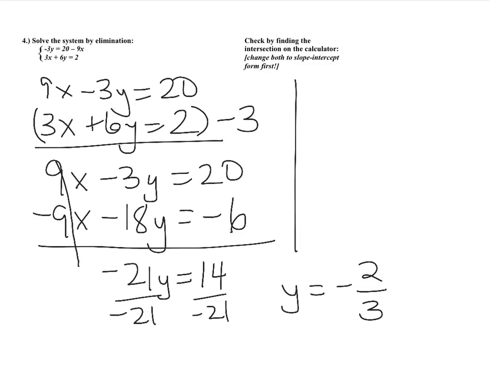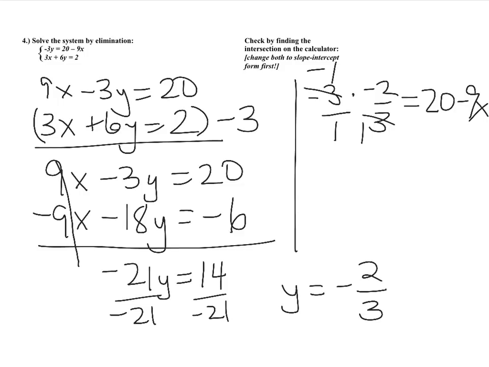So plugging it into the top equation, I'm going to do negative 3 times negative 2/3 equals 20 minus 9x. And so don't freak out about a fraction. You can deal with a fraction, especially if you're multiplying it by a multiple of 3, right? So I'm going to make that negative 3 over 1. I'm going to cross cancel. The bottom 3 becomes a 1 and the top 3 becomes a negative 1.